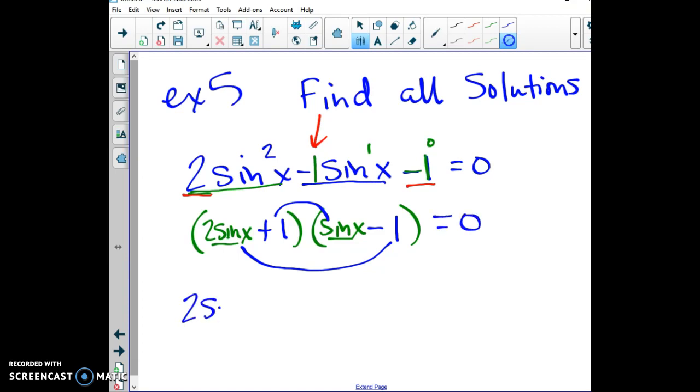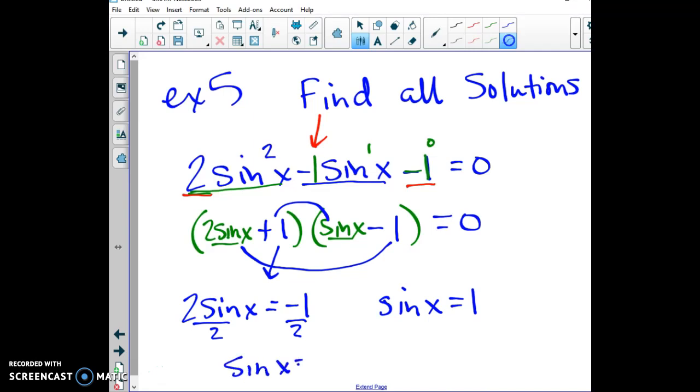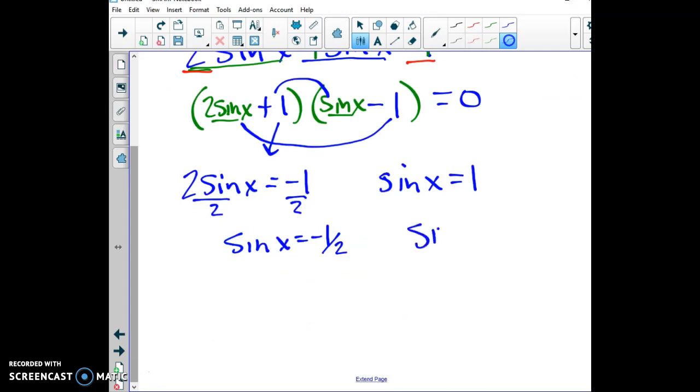We're going to take each one of those factors and set equal to 0. By subtracting 1 on either side of that equation, we get 2 sine x equals -1, and in the second one, sine x minus 1 equals 0, so sine x would equal 1. Here we do division by 2, and we get sine of x is equal to -1/2. And here we get sine of x is equal to 1.